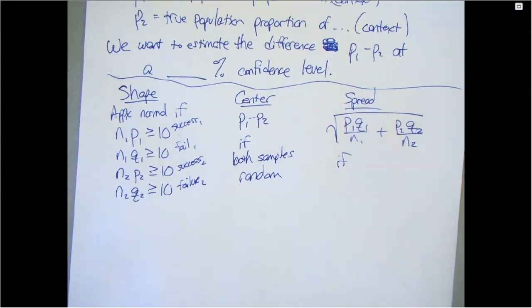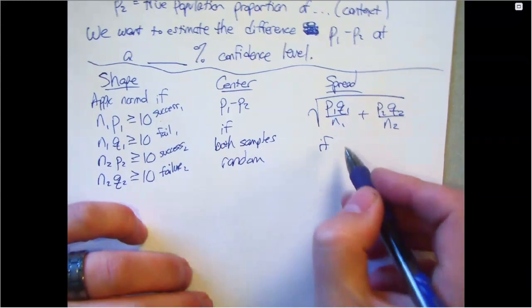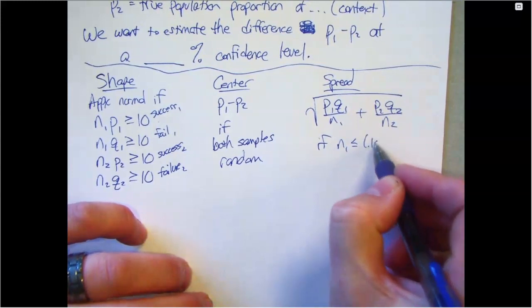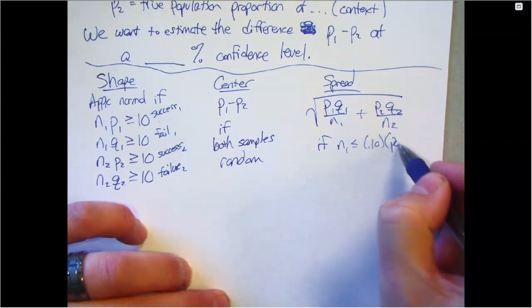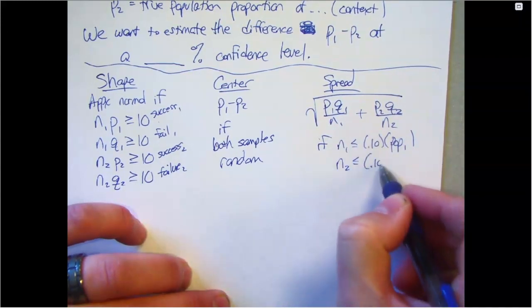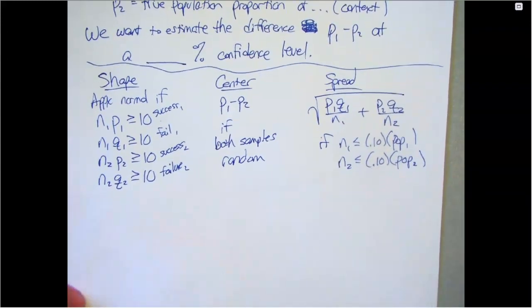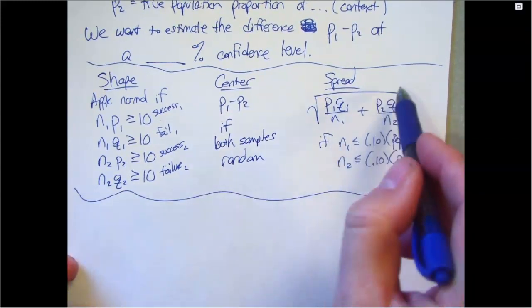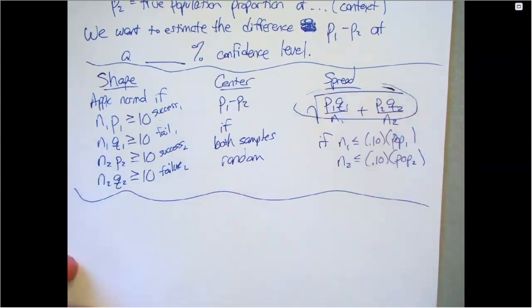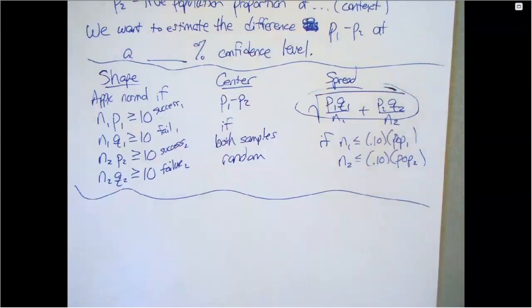If, what do we say there? That's the less than 10%. So N1 has to be less than 0.1 times population 1. And N2 has to be less than or equal to 10% of population 2. This formula is on the formula sheet. You get the formula sheet for every test no matter what. So you don't have to memorize that.